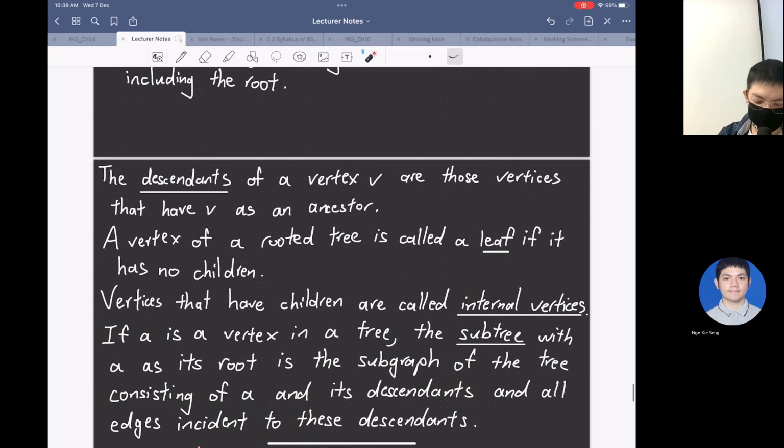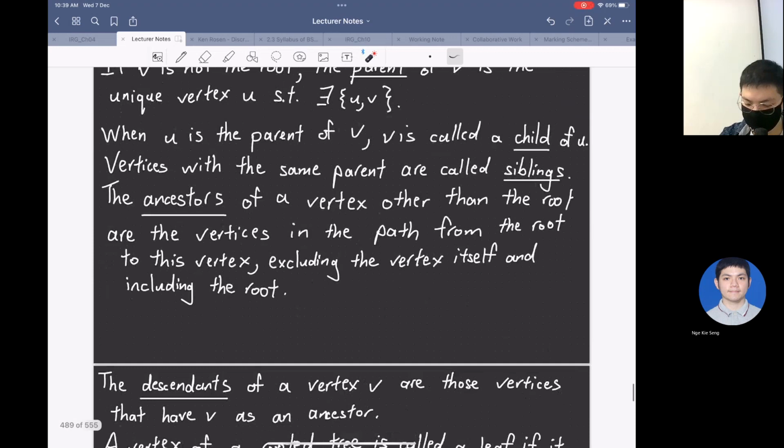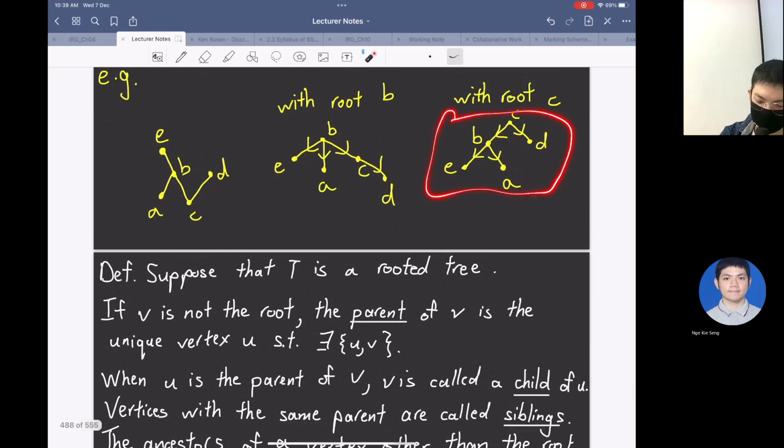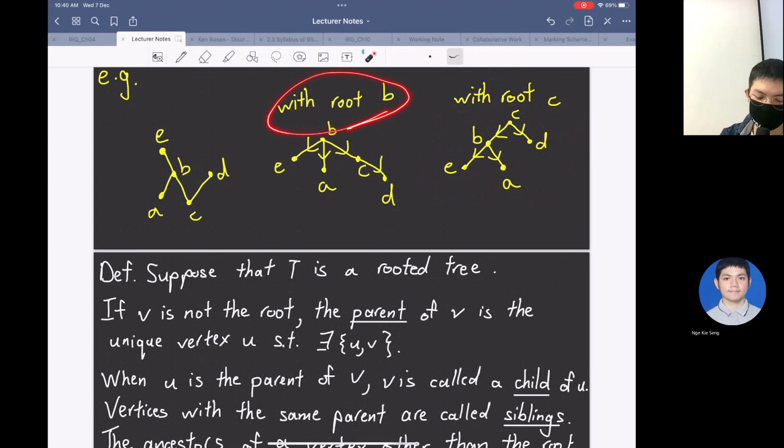And then a vertex of a rooted tree that doesn't have children is called a leaf. So these guys are the leaves. For example, in this rooted tree here, E, A, D are leaves because they don't have children. Leaf is the terminal vertex.